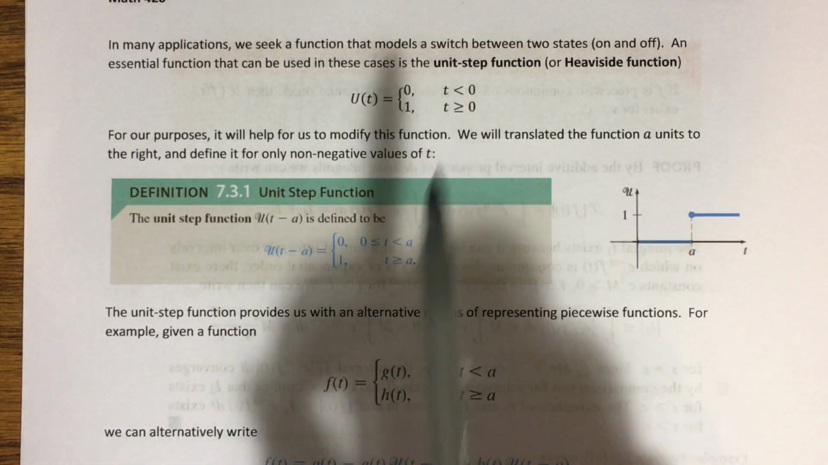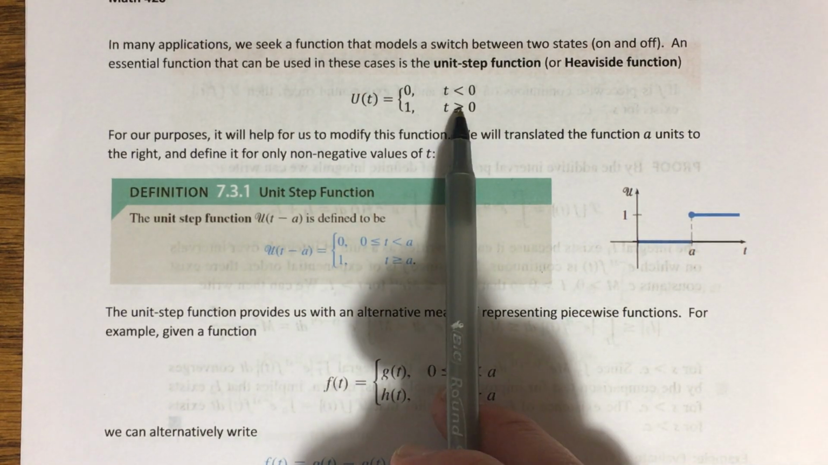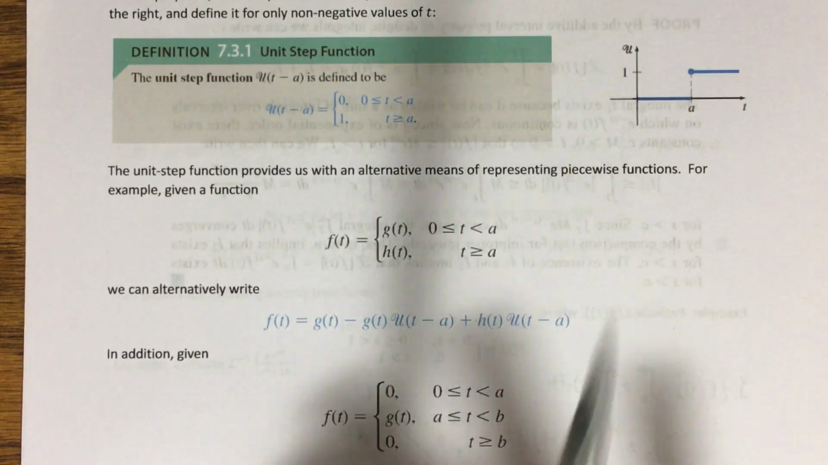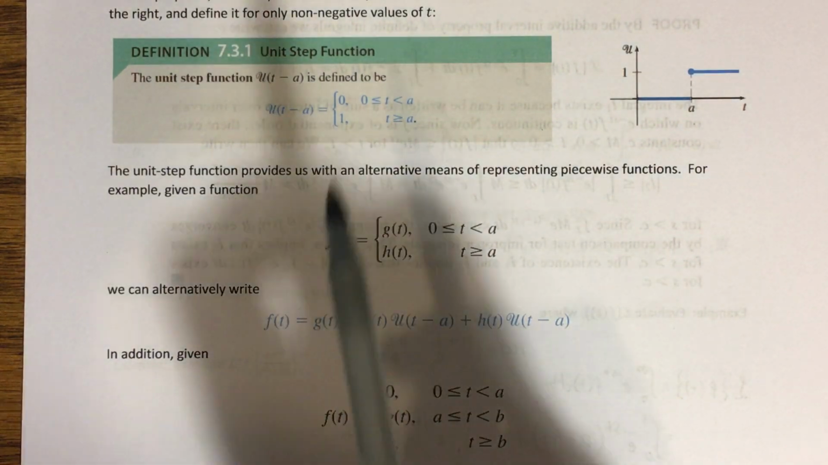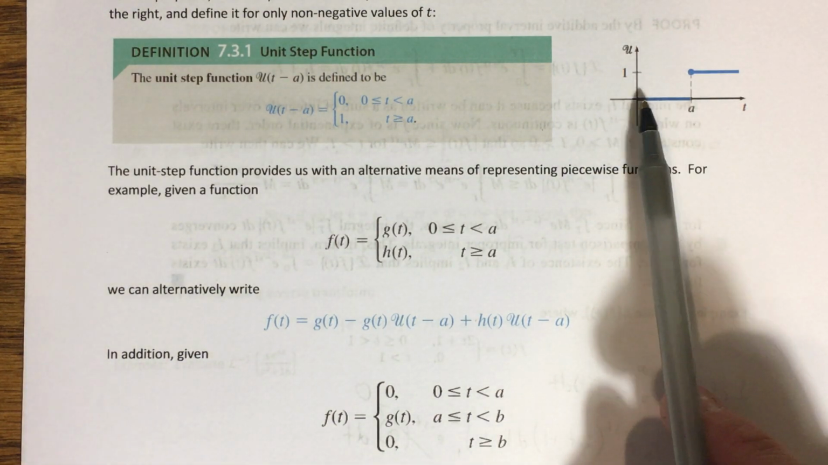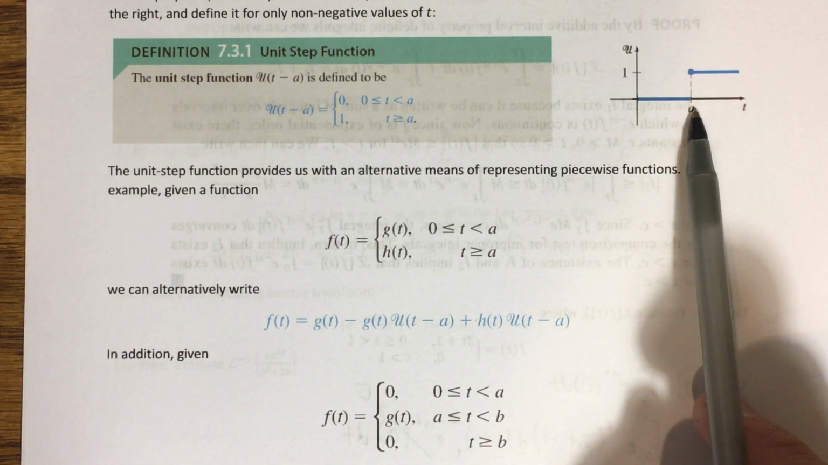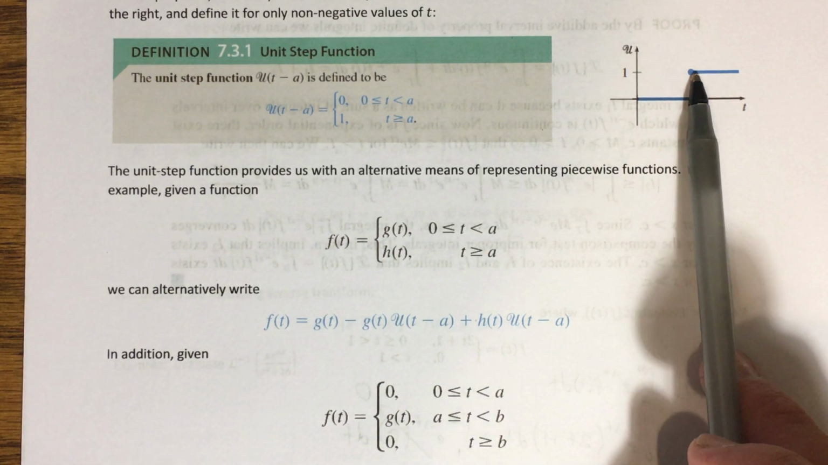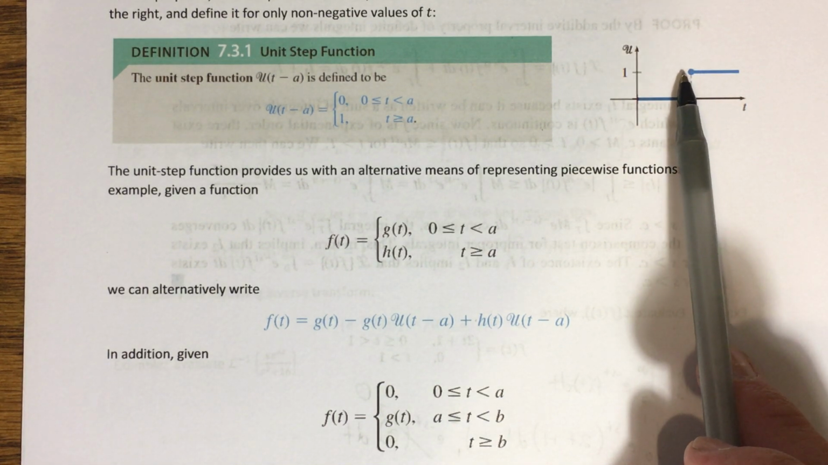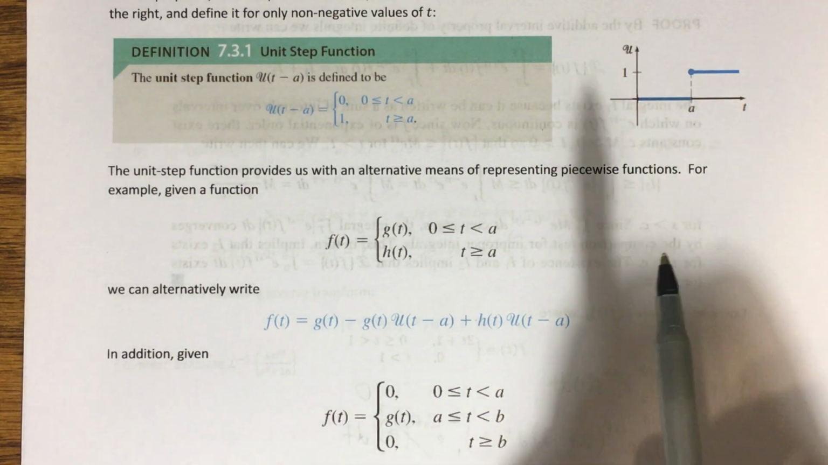I just put this in here because if you were to look up the unit step function or the Heaviside function in a different book or online, you might see this definition instead. We're modifying it to make it useful for Laplace transforms, however. Here's the graph of what that would look like. Notice the function is 0 between 0 and a on the t-axis, not including at a, and it's equal to 1 for all values of t greater than or equal to a. So it's got this broken little piece right here.